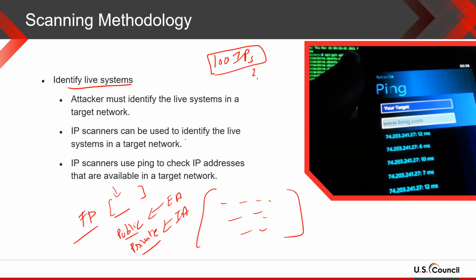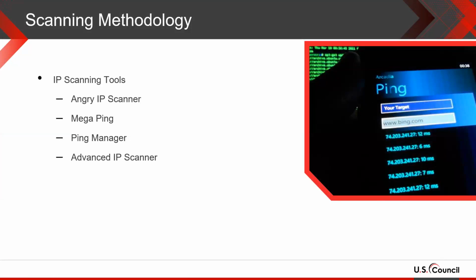To do that, you can use applications called IP scanners to check live IP addresses or live systems. Here you have some applications which can be used for IP scanning, something like Angry IP Scanner, Megaping, Ping Manager, or Advanced IP Scanner. So these are all different tools. You have hundreds of IP scanning tools. I'm giving you some examples.